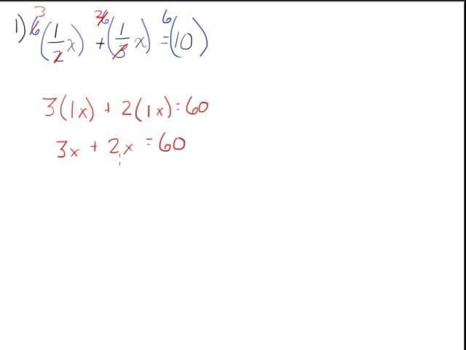Now combine like terms here. I have 2 x's here, so 3x plus 2x is going to give me a 5x equals 60. I want to get x by itself. There's still a 5 here, so in order to get rid of that 5, I have to divide by 5 from both sides. No more 5 on the left hand side. I'm going to have an x equaling 60 divided by 5, 12. And there's my answer.